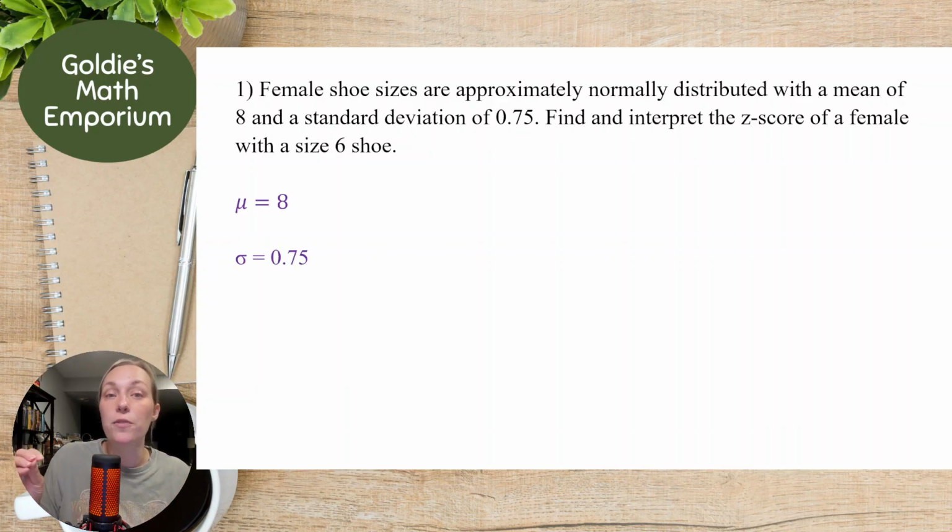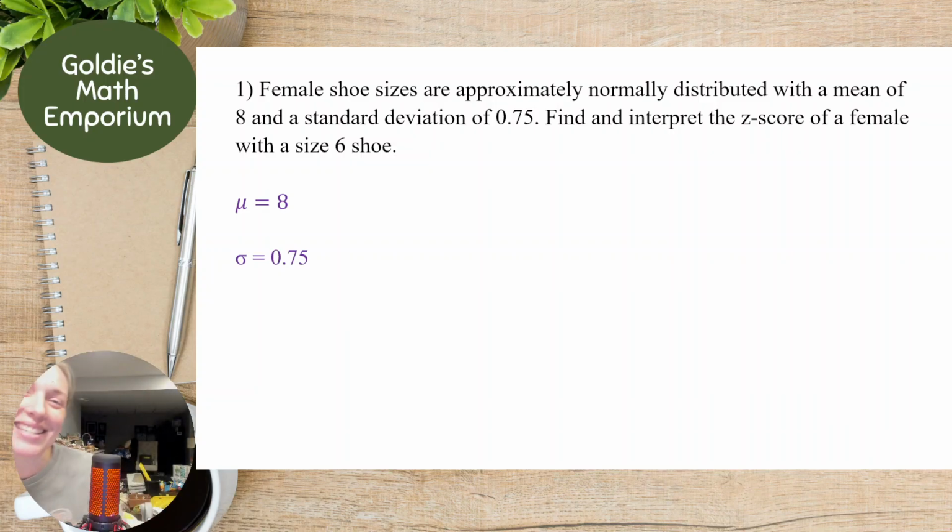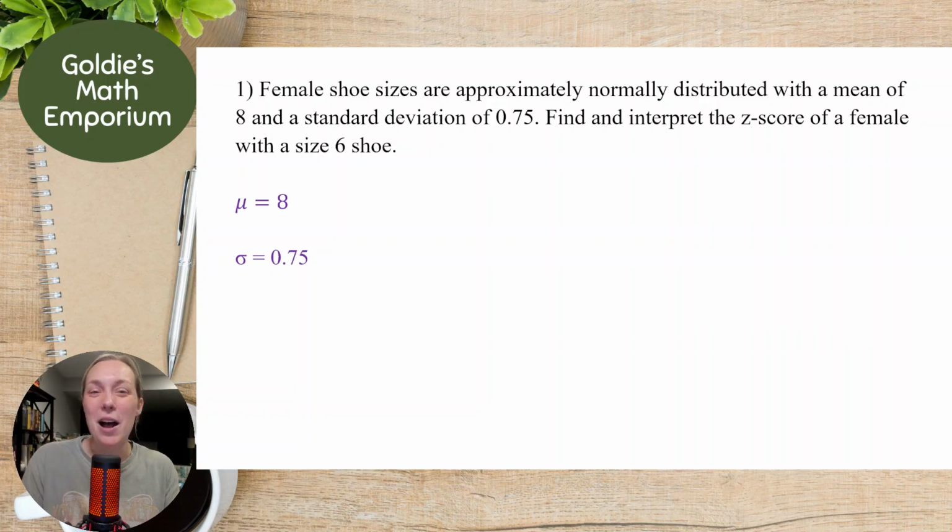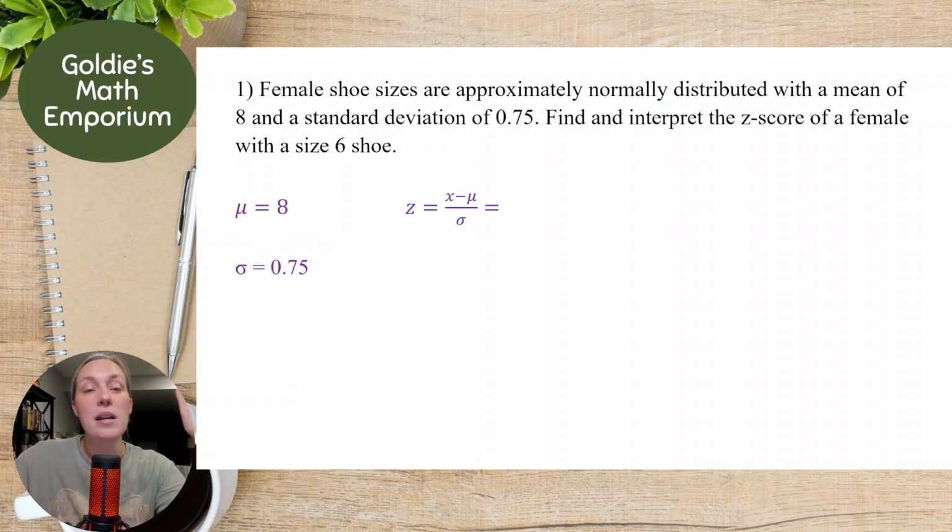Okay. So first we'll start off by what we're given in a problem, right? Standard math practice is to list what you're given. With symbols, we have mu equals 8 and sigma equals 0.75. Okay. Let's find the z-score. It wants us just to find and interpret it. So there's my z-score formula.